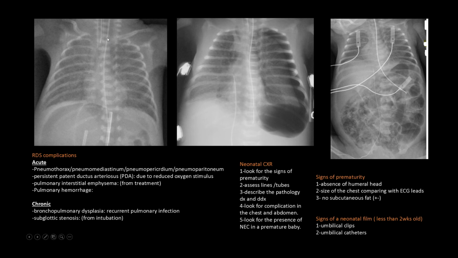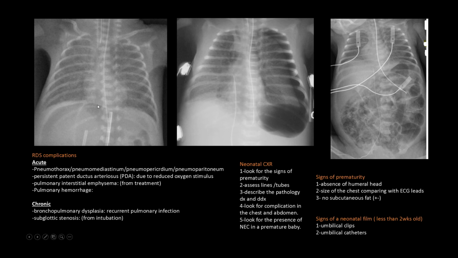Let us check the tubes and lines. So we have an endotracheal tube, an orogastric tube, and an umbilical artery catheter. All are in proper position. The umbilical venous catheter is a little bit low. It needs to go up a little bit. Now we have bilateral diffuse granular opacities in a child who looks premature. There are no humeral heads. So this is a typical case of RDS.